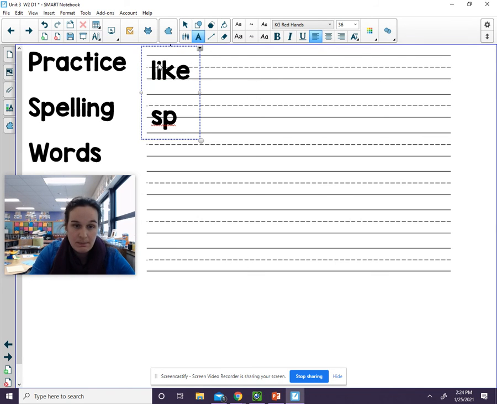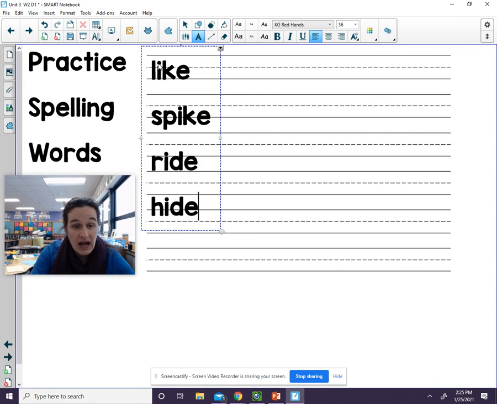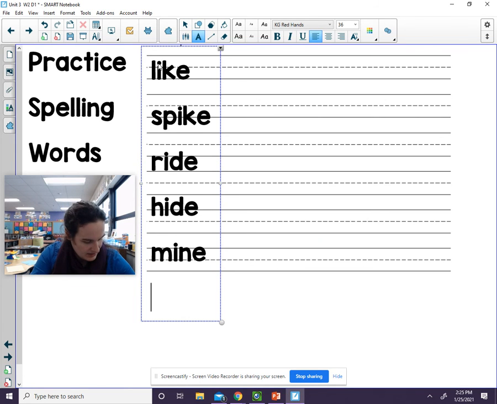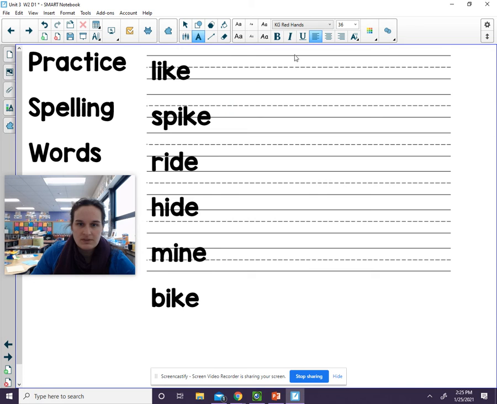Then you have spike, ride, hide. Notice these all have that long I. And we spell that I with a consonant, then the E. Don't forget the E at the end. Mine. What did I forget? I forgot the E, so I got to add it. We have some review words. I skipped a word, actually. Which word did I skip? Like, spike, ride. Oops, I know. I skipped bike. Bike is also one of your words this week.